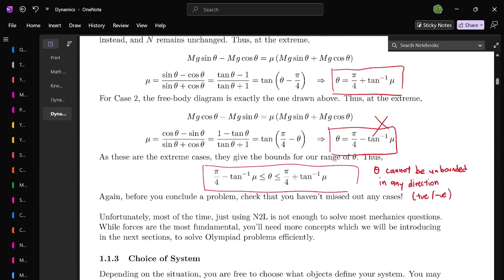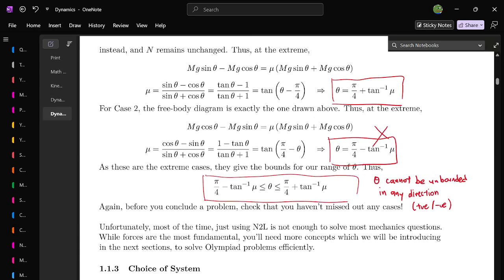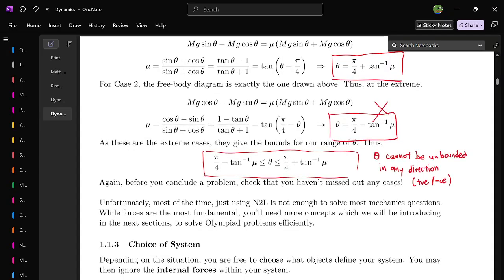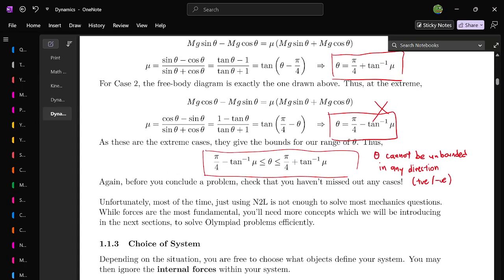So the main point of this question is don't miss out cases in dynamics, especially statics problems like that.